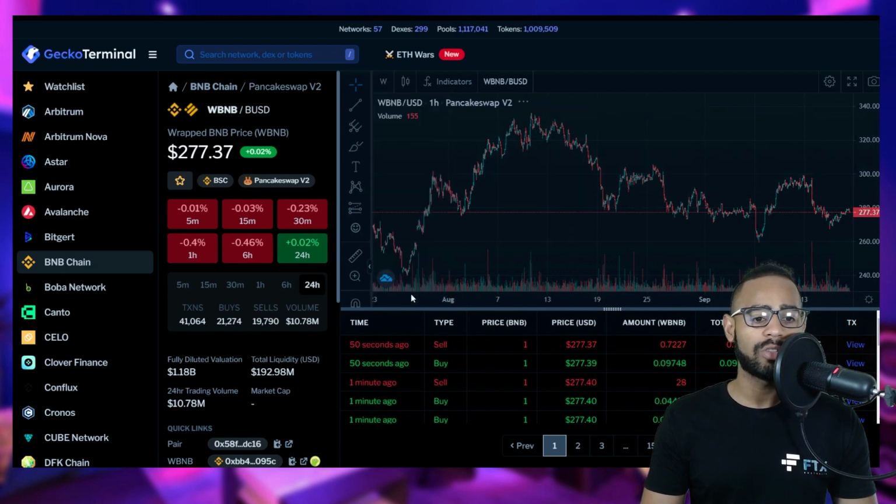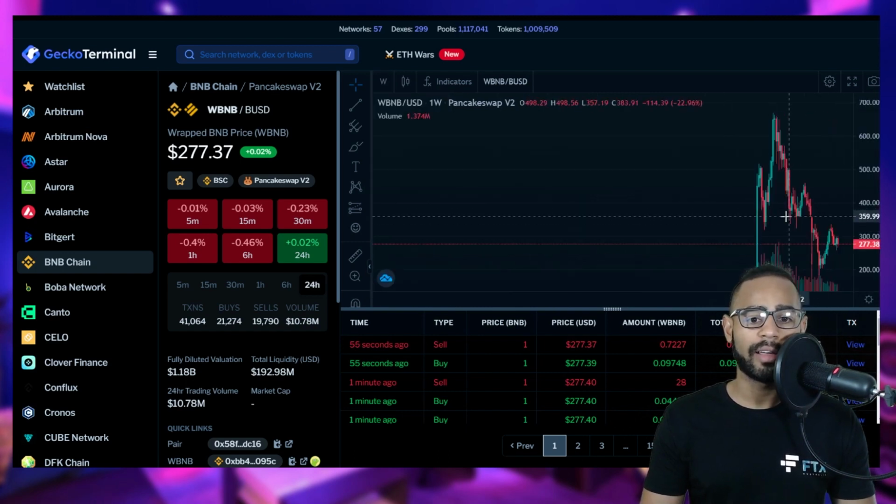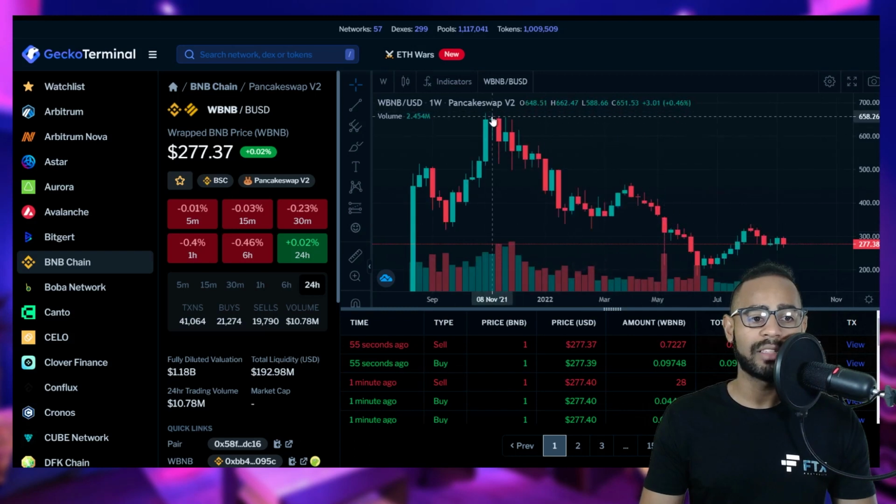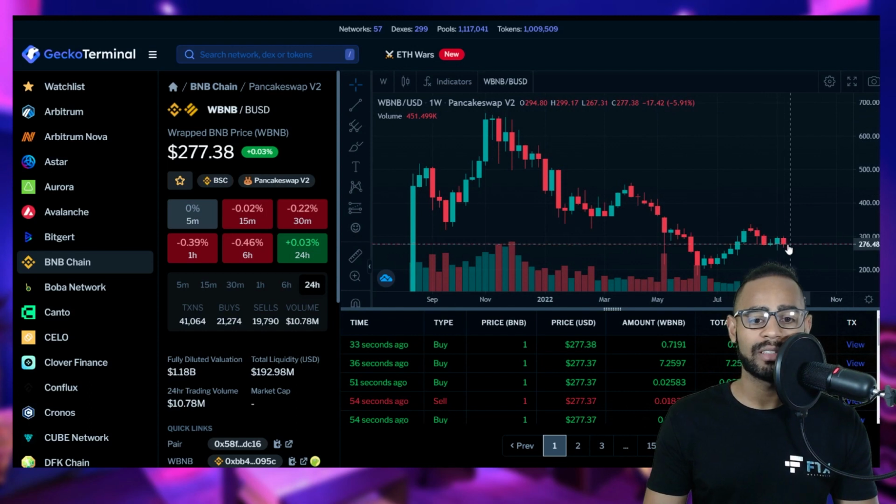Let's go ahead and zoom out to 1 week. What's the volume been like? What's the trading like? This is wrapped BNB, it's not doing well. It used to be 661, now it's 277.